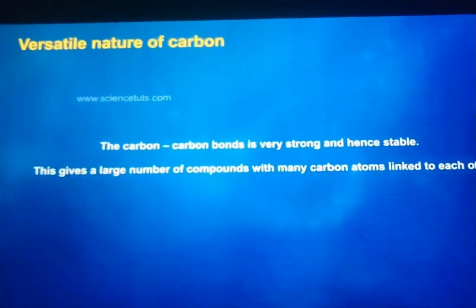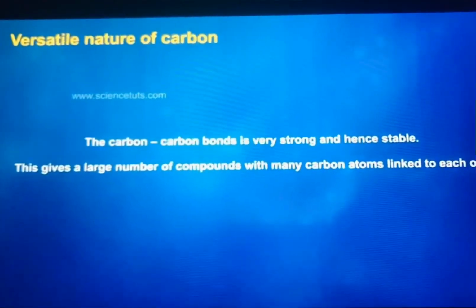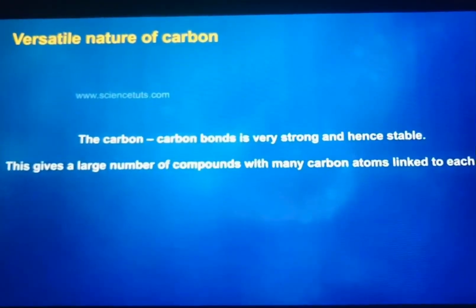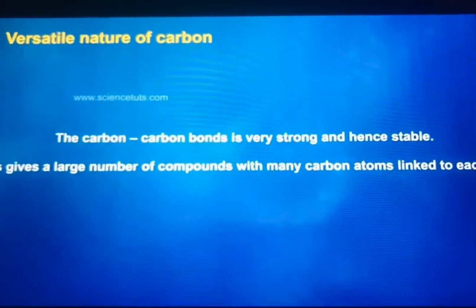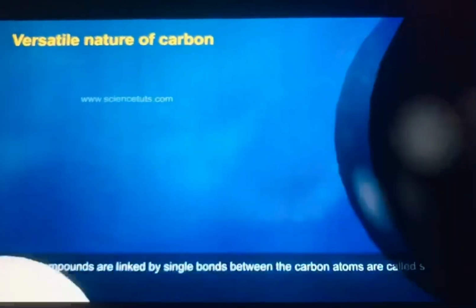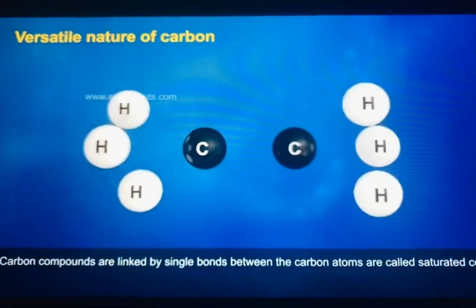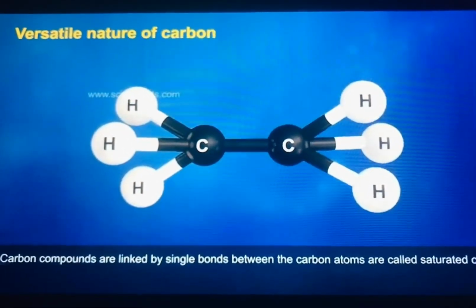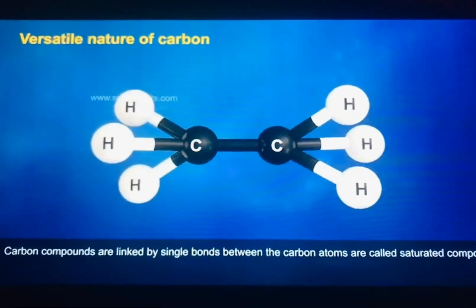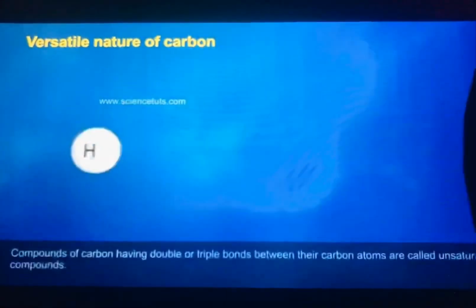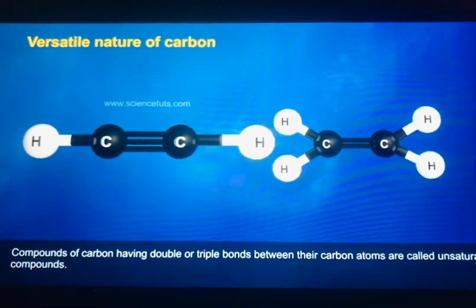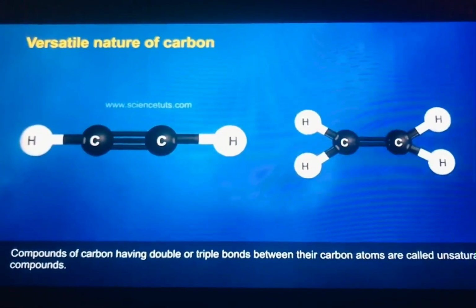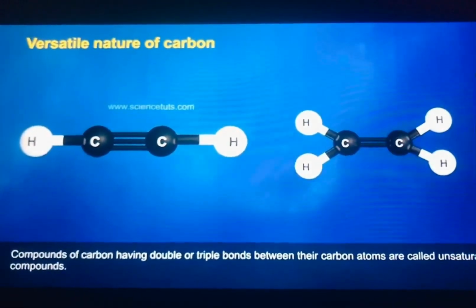The carbon-carbon bond is very strong and hence stable. This gives a large number of compounds with many carbon atoms linked to each other. Carbon compounds linked by single bonds between the carbon atoms are called saturated compounds. Compounds of carbon having double or triple bonds between their carbon atoms are called unsaturated compounds.